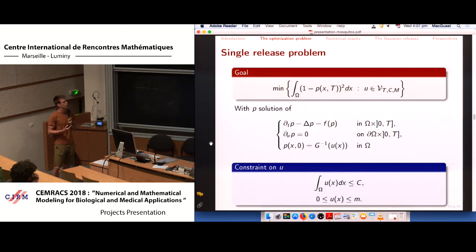Numerically, this is what we have done because we have some problems, so we want to go further, but we don't have time to go further. Antoine will present it. And here is the constraint on u. So now I'm letting Antoine present to you.